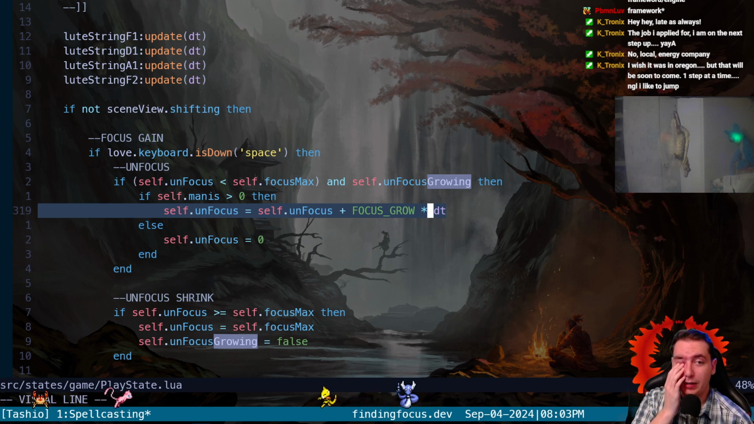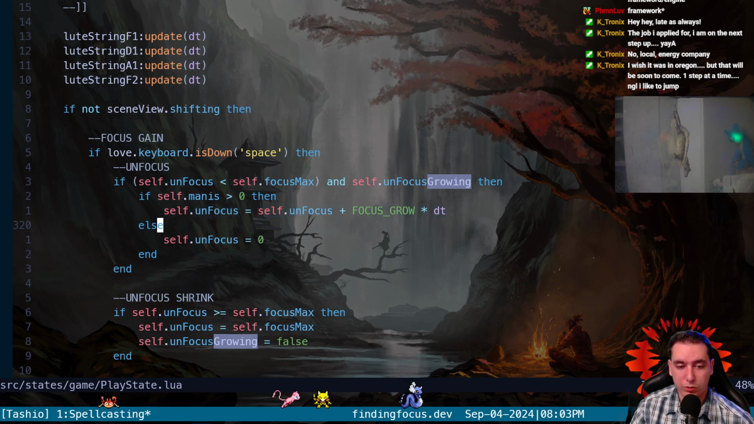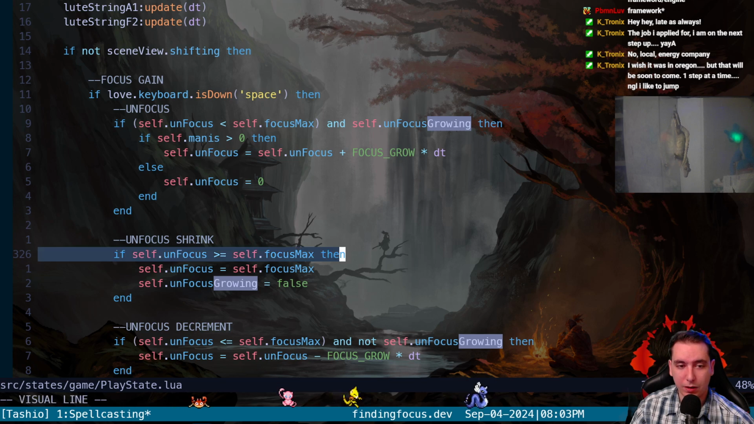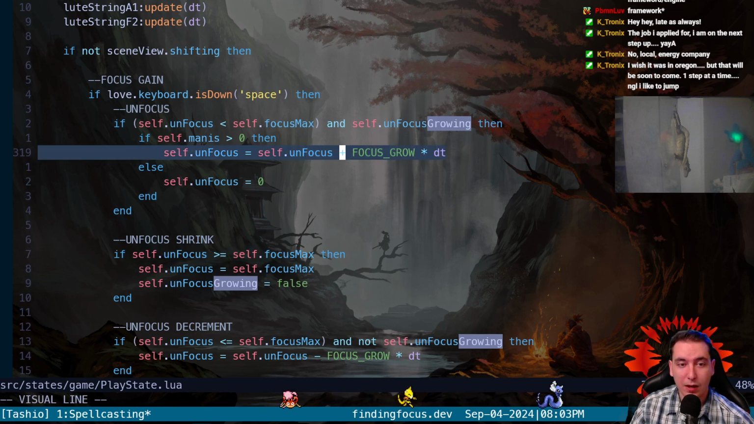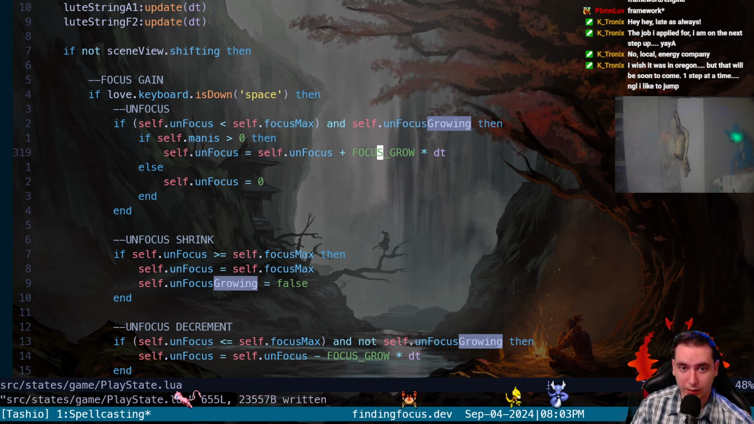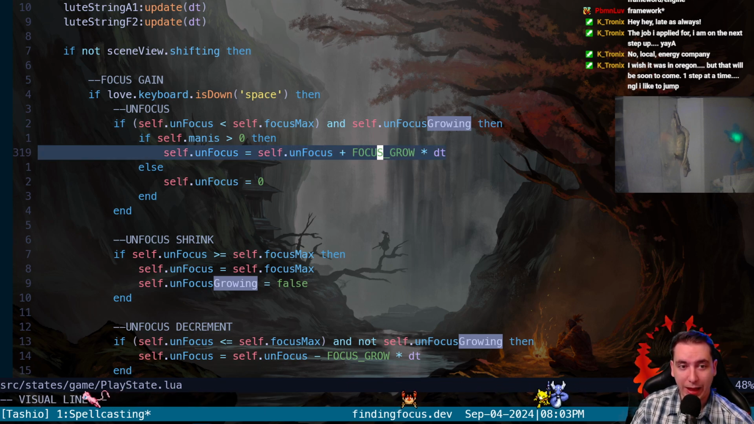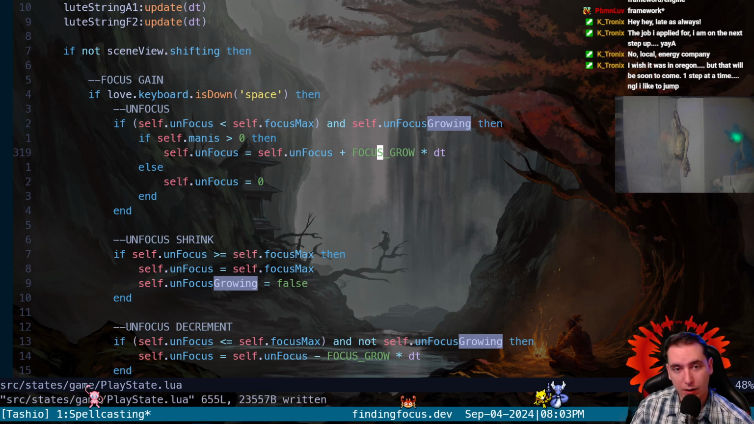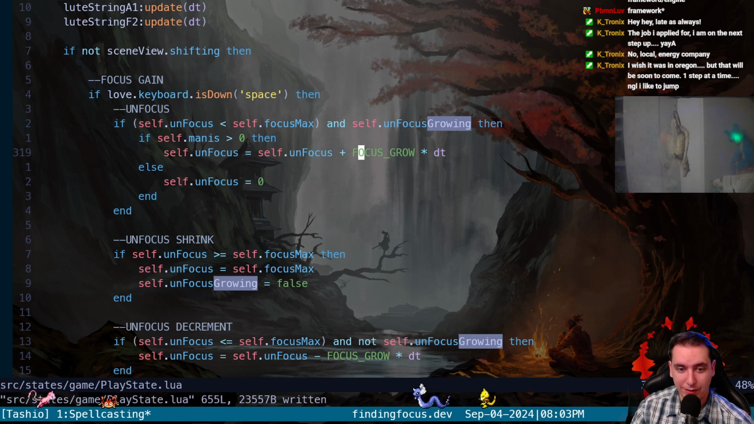Let's basically not do it as fast. Let's not shift growing as fast, but we're triggering the ungrowing based on unfocus reaching the focus max, and the unfocus is triggered by the grow. So the focus grow is directly changing how fast we reach the flip to modify in the smaller direction.